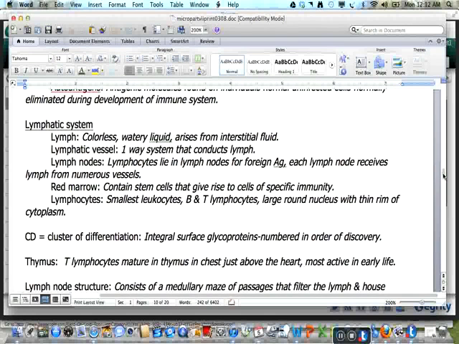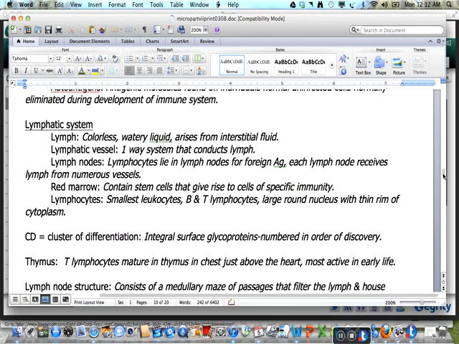The lymphatic system is the home of many of our immune responses. The lymph is a colorless, watery liquid that arises from the interstitial fluid. The lymphatic vessels provide a one-way system to conduct the lymph. The lymph nodes often contain lymphocytes to attack foreign antigen and receive the lymph from numerous vessels.